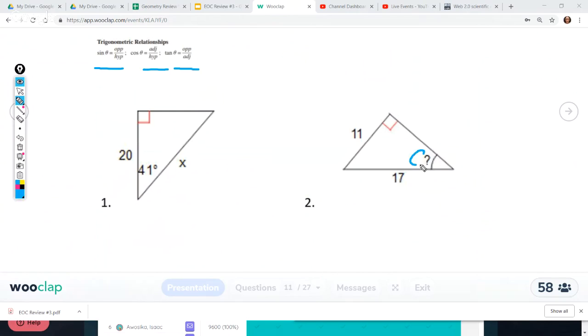So here, because this is my theta, I know my opposite and my hypotenuse. The only one of these three trig identities that has opposite and hypotenuse is sine. So that's why I use sine. But I'm using the inverse because I don't have the angle measure. I need the angle measure. So that's why I hit the second button and then I type in the sine to do the problem.